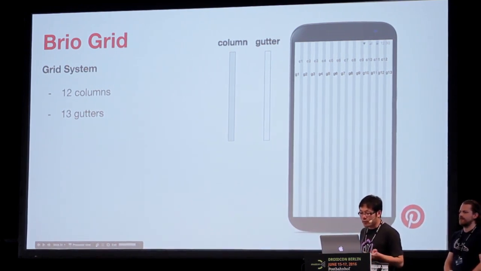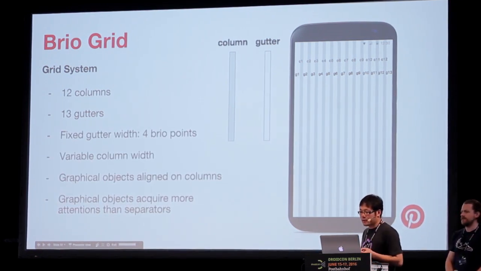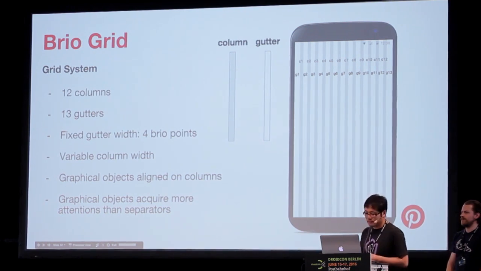So as you can see, the gray vertical lines represent columns, and the white vertical lines represent the gutters. So we only align elements on the columns and use gutters as separators. On a bigger screen resolution, the graphical content will require more space than the separators. So this way, the system always keeps users' attention on the graphical content.